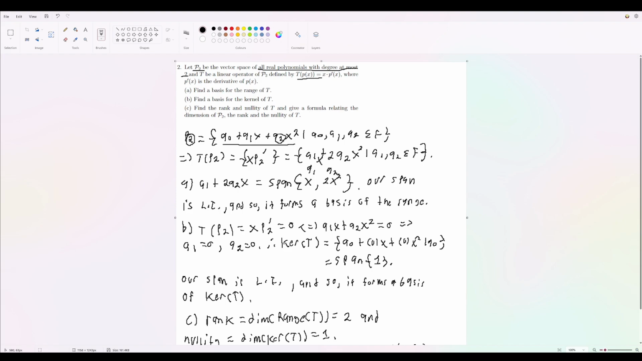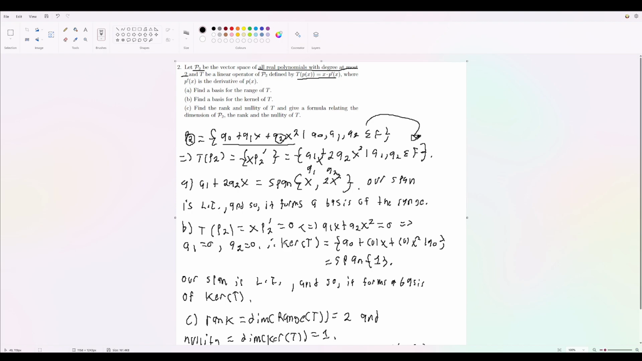From the definition of how we define the transformation, we're just going to say that T(P2), based on this piece up here, is going to be equal to the set of x times p'. Since this is our P2 up here, the derivative is just going to be the power rule. So once we do that, and then we multiply by x, we're going to get a1x plus 2a2x squared. We define it once again to be an element of the field, as we did up here. We carry that down.